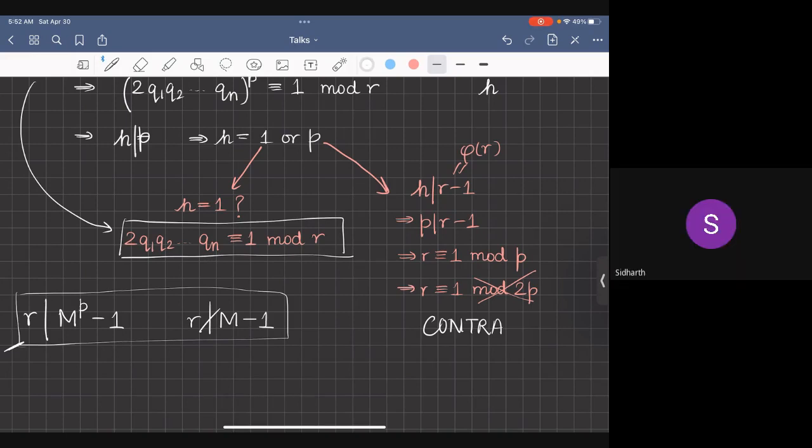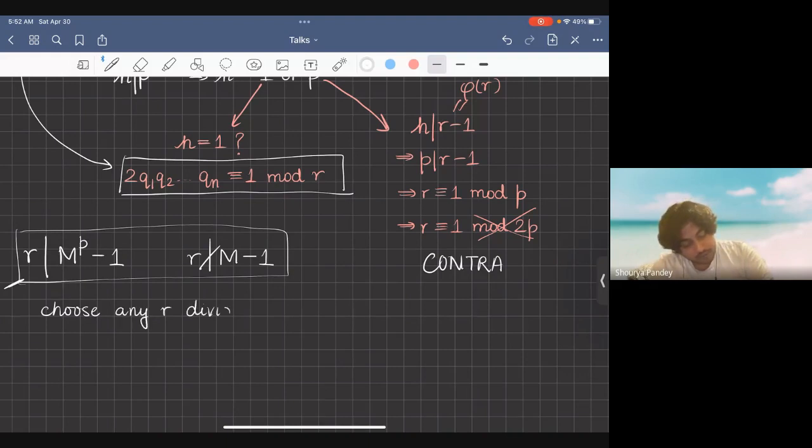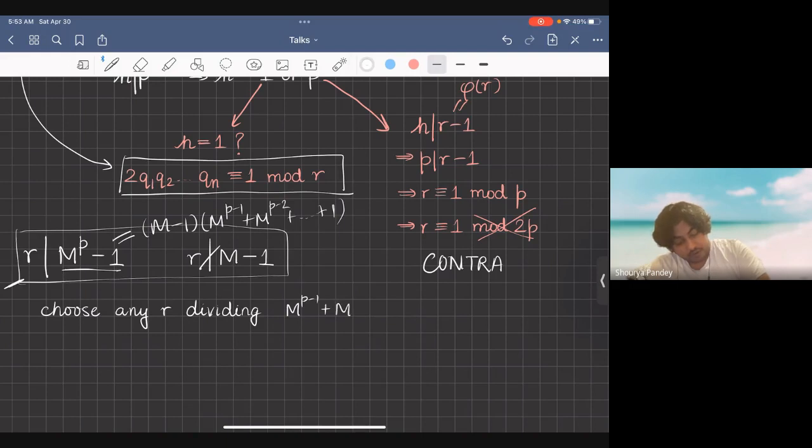You just choose R dividing 1 plus m up to the m to the p minus 1. Just choose any prime R dividing the ratio of this, right? So note that m to the p minus 1 factorizes as m minus 1 times m to the p minus 1 plus m to the p minus 2 plus so on up to 1. So let's choose any prime dividing this. Literally any prime.